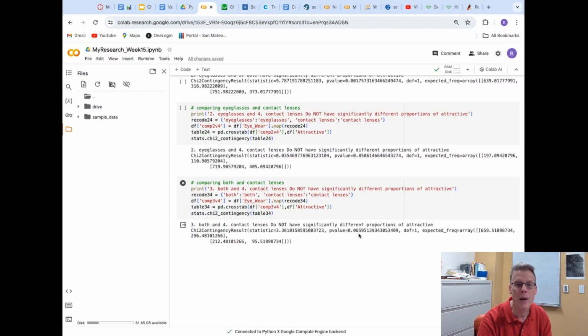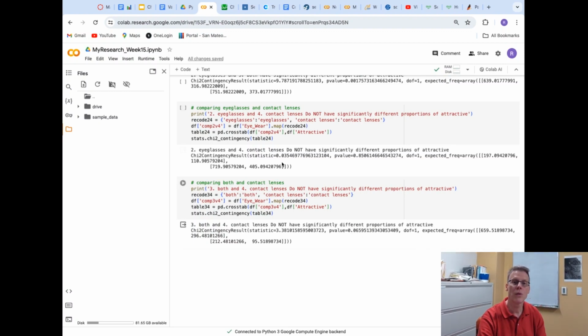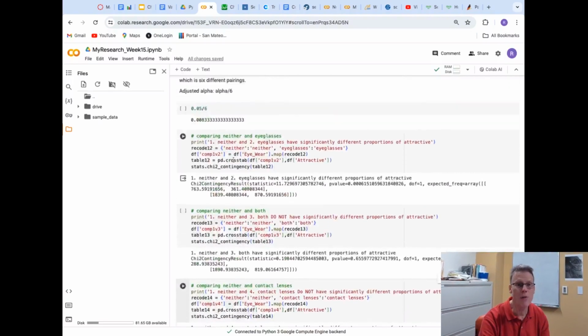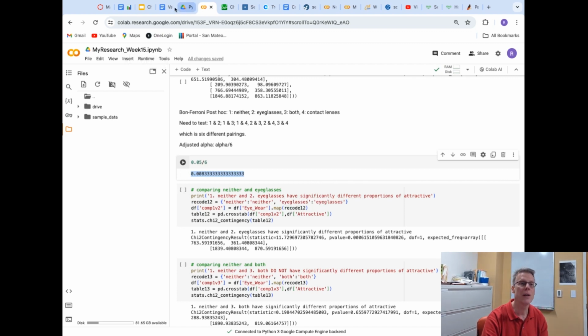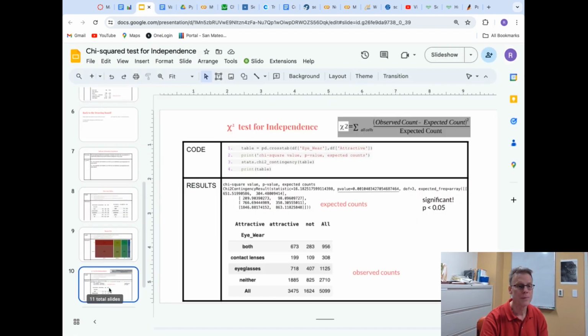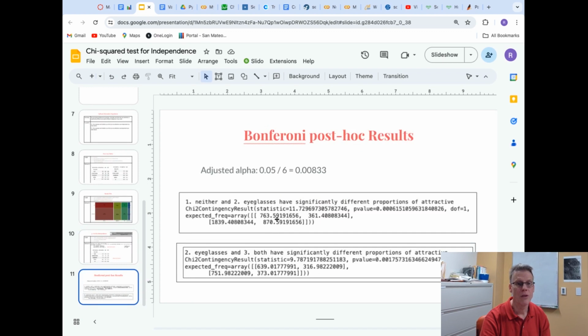It's just 0.065. Okay, so again, the cutoff isn't 0.05 anymore, where you're using this adjusted alpha, and every one of these pairs that had a p-value that was less than our adjusted alpha, I put over here on my slide, showing that they have a significant difference.